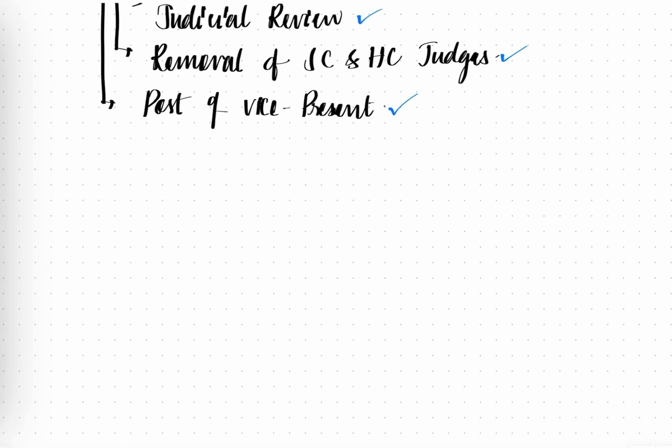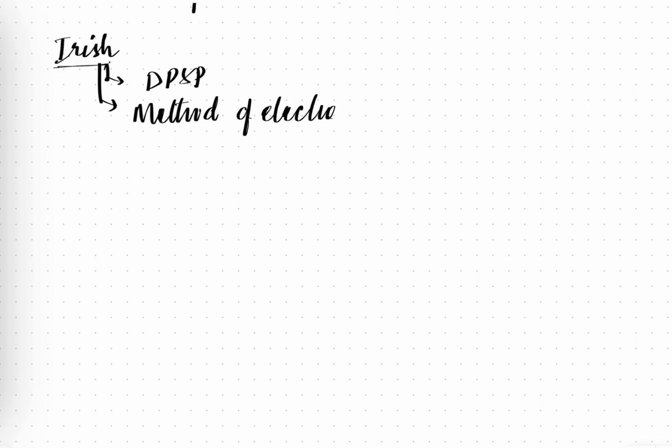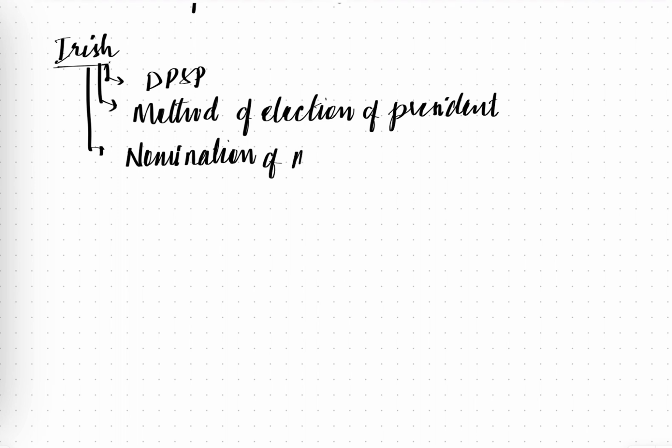The next country is Ireland. From the Irish Constitution, we have taken the DPSPs, the Directive Principles of State Policy, the method of election of the president, and nomination of members of Rajya Sabha.